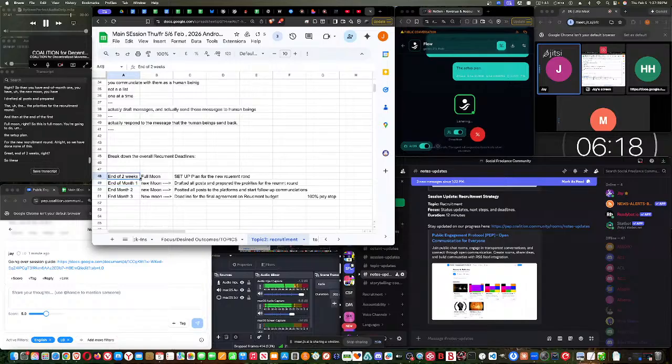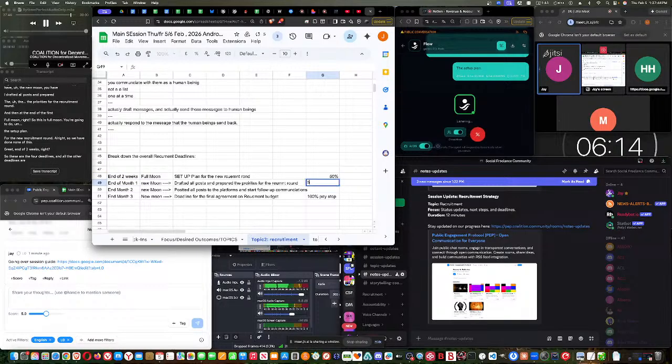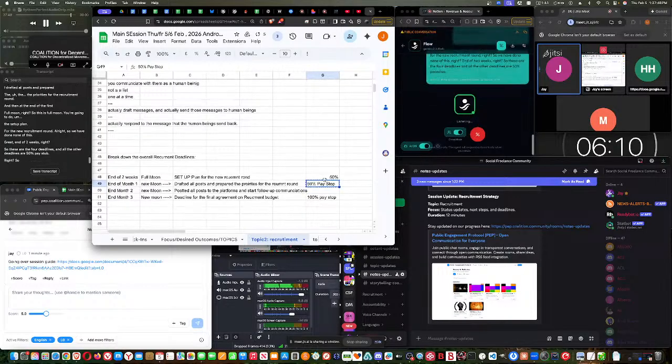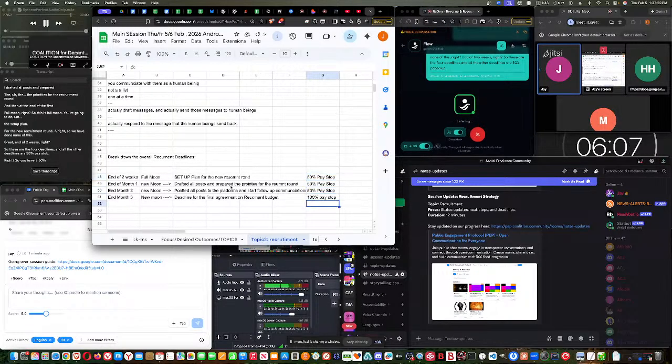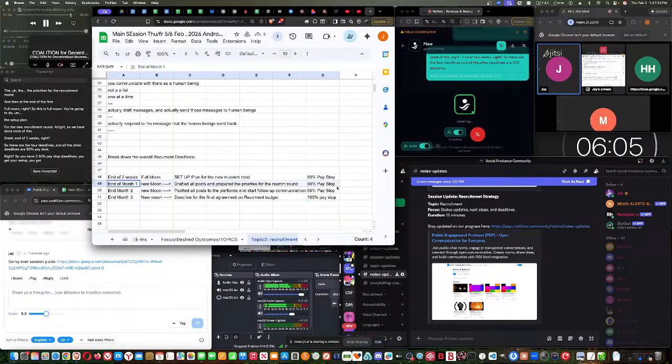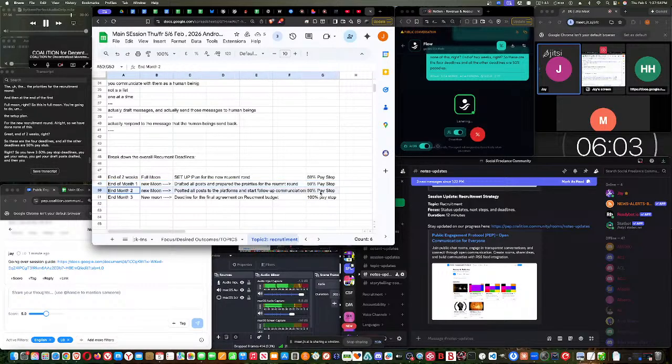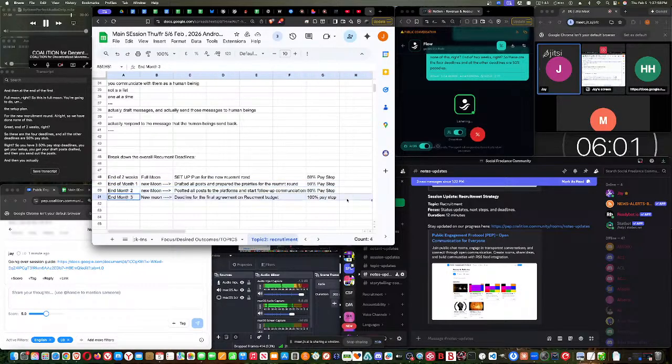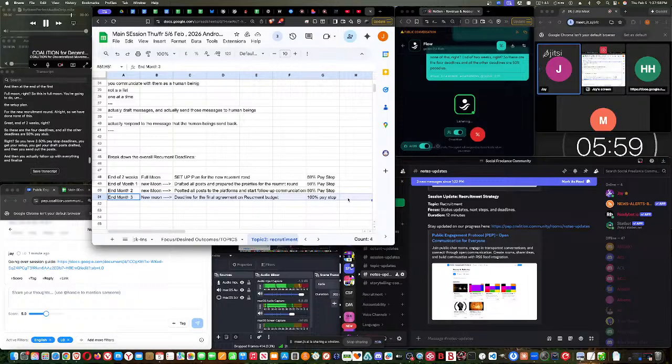So these are the 4 deadlines, and all the other deadlines are 50% pay stub. So you have 3 50% pay stub deadlines. You get your setup, you get your posts drafted, and then you send out the posts, and then you actually follow up with everything and finalize the recruitment round.